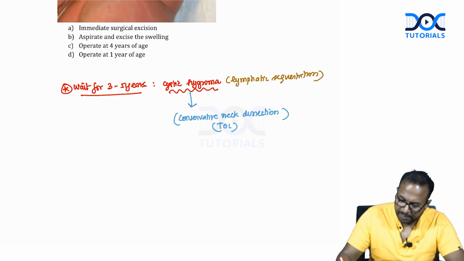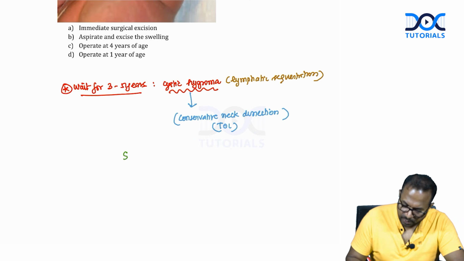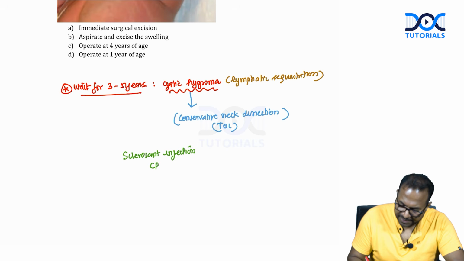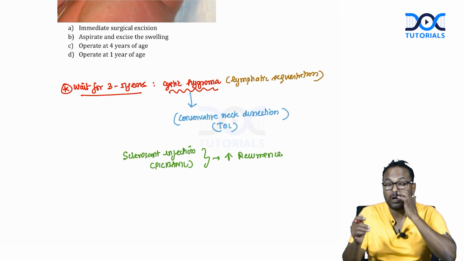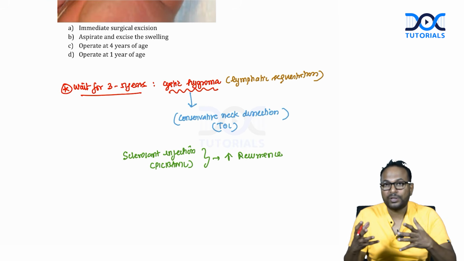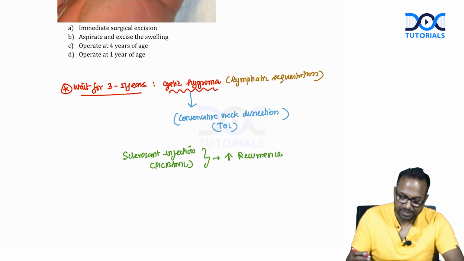And there is another treatment which has high recurrence, that is sclerosant. Sclerosant injection can be done, but it has more chances of recurrence. Using picibanil is now not advised because increased recurrence is seen in these cases. Since the cyst is multiloculated, this is not going to cure it completely, so there are more chances of recurrence.